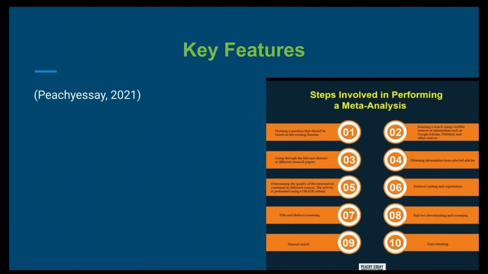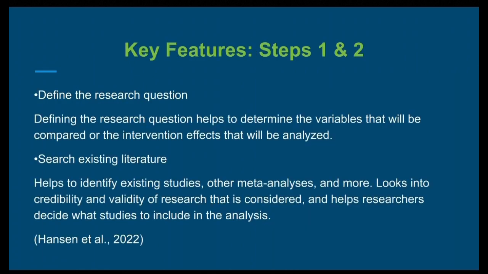Although this image does depict 10 steps for conducting a meta-analysis, I have condensed it down to 8 steps for this presentation. They cover the same thing as what is shown in this image. So the first step to conducting a meta-analysis is defining the research question, which will help to determine what is being looked for. So what relationships are being compared, what effectiveness of interventions is being looked at, and it would also help to determine what methodologies or types of analysis will be done later on in the process.